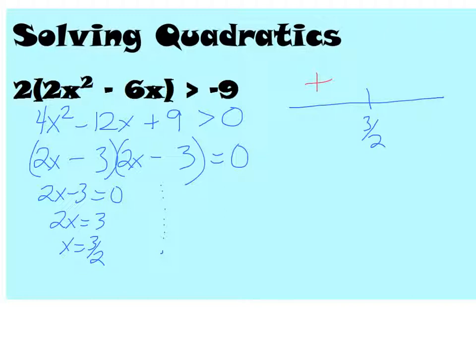3 halves is like 1 1/2. So let's plug in a 2. 2 would be over here somewhere. So 2 gets me, and I'll try to squeeze this in, 2 squared is 4 times 4 is 16. Minus, plug in 2 and I get a 24, and then a plus 9. So if I match that up, 16 and 9, that's 25, minus the 24, so that's 1. 1 is bigger than 0. Yes. Okay, so this is one of those examples where you got everything to work.